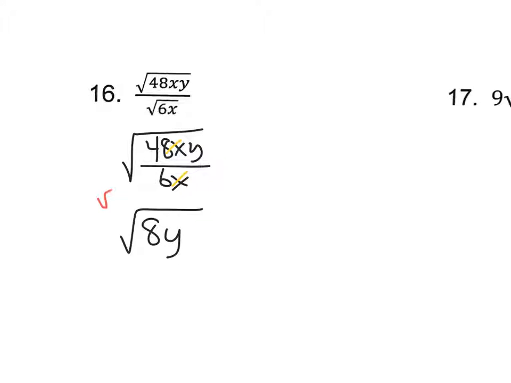Think about it. 8 is really 4 times 2, which is important because I know what the square root of 4 is. The square root of 4 is 2. The 2 stays inside because I don't know what that is, and the y obviously stays inside because I can't take it out.